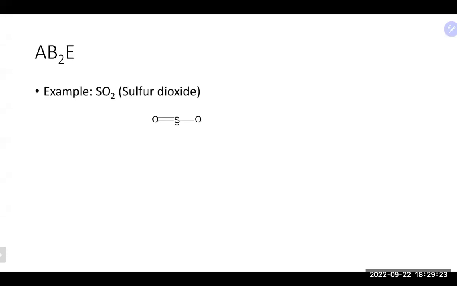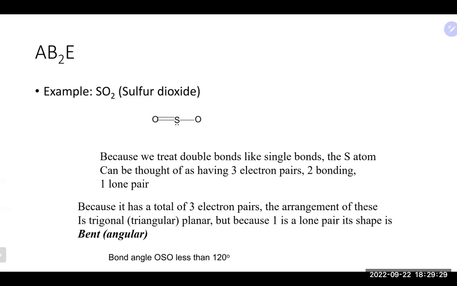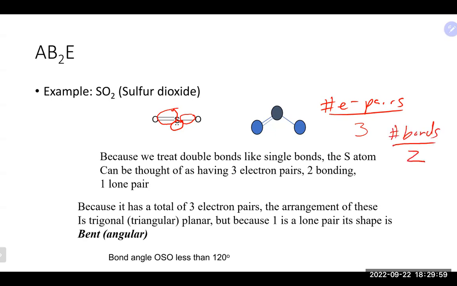So let's take a look at an example here. This is sulfur dioxide. In terms of the number of electron pairs around the central atom, it has one electron pair, the dots are two electron pairs, and the double bond is one more electron pair. So it has three electron pairs. When we're doing geometry here, the double bond counts as one electron pair. The number of bonds here is actually only two. The single bond is one, and again, the double bond counts as only one bond in geometry.